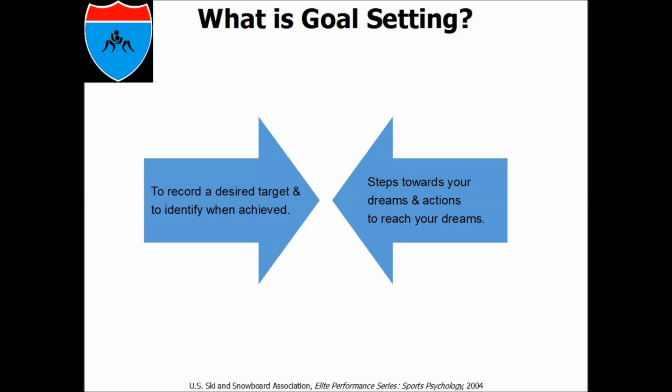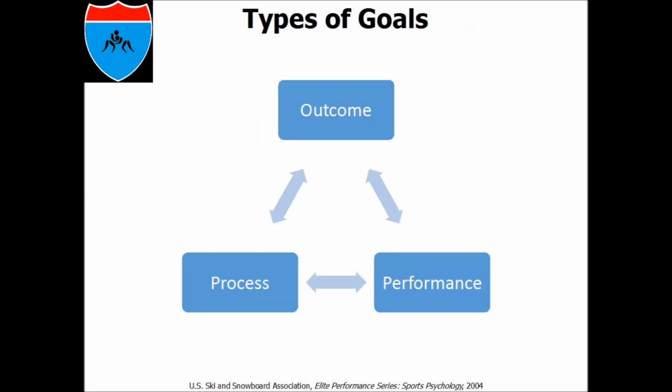One is to actually record, which means to write down a desired target, which could be anything that you have not necessarily done yet that you want to do, and identify when achieved. This means there's a timeline of when this thing will happen, or a due date. Steps towards your dreams and actions means you're writing down the actual steps and the progression it's going to take for you to reach your dreams. So in essence, you write down what you want to do, identify when you're going to have it achieved, so there's a timeline, and you write down the step-by-step process of what it's actually going to take to get there. Those are all key important concepts, as you'll see throughout this slideshow.